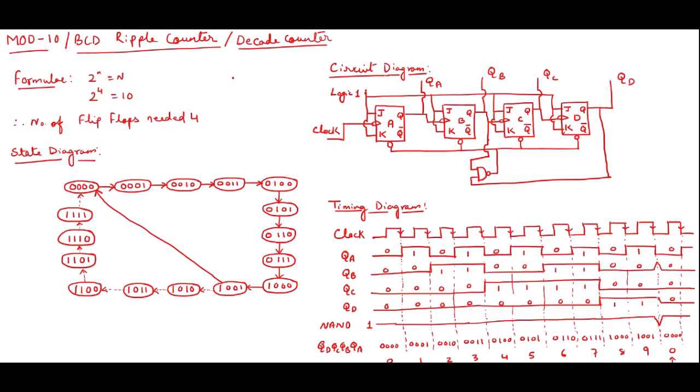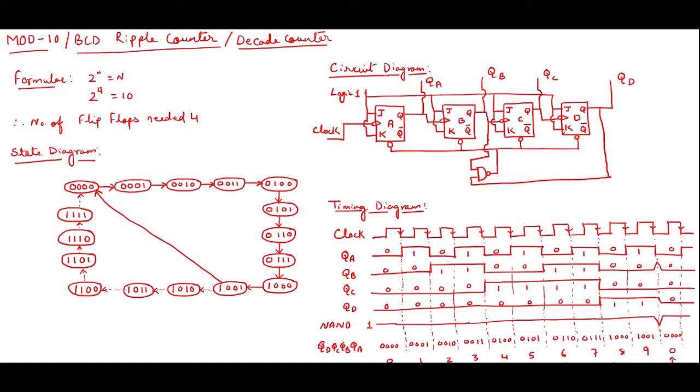So here in asynchronous type, we are going to design a mod 10 or modulus 10 counter. Otherwise, the other names are also available over here. You can see in the slide, right? Now, the formula used over here is the same formula, 2 to the power small n equals capital N, where capital N is 10 because it's mod 10 now.